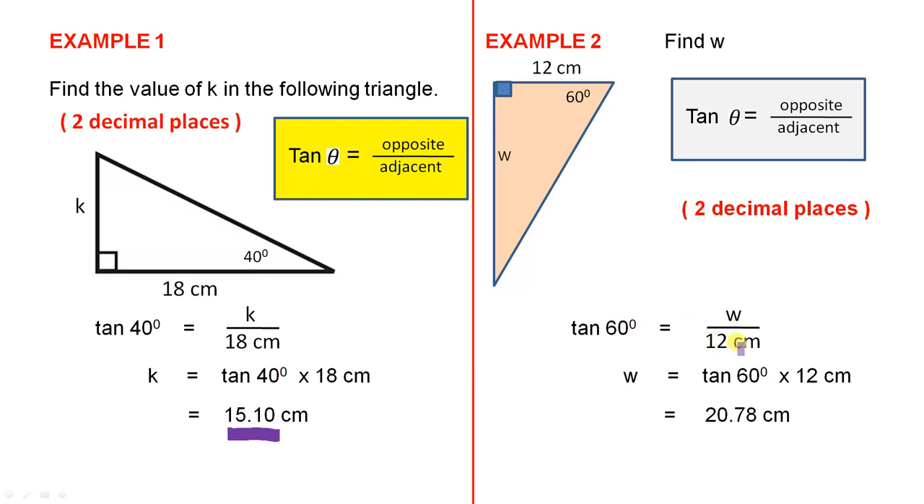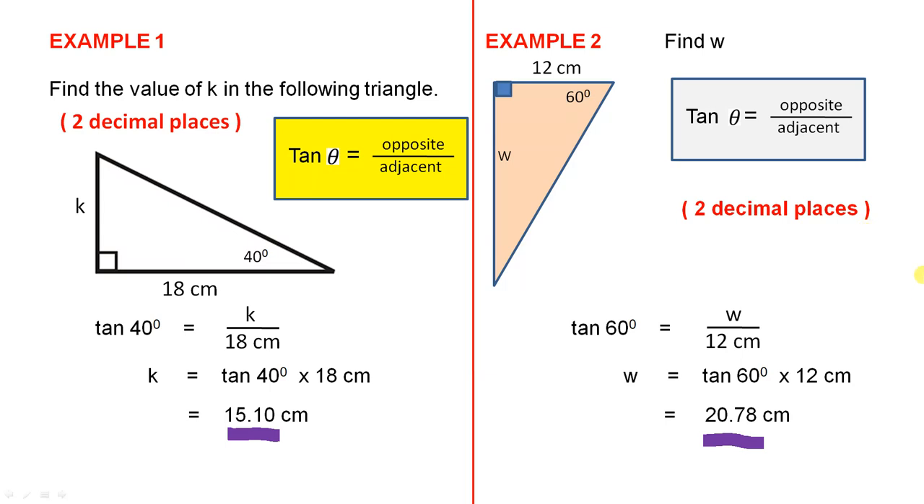If we multiply both sides by 12 centimetres, we get W equals tan 60 degrees times 12 centimetres. If you put all that information into the calculator and work out the multiplication sign, that gives you 20.78 centimetres, and that answer is to 2 decimal places.